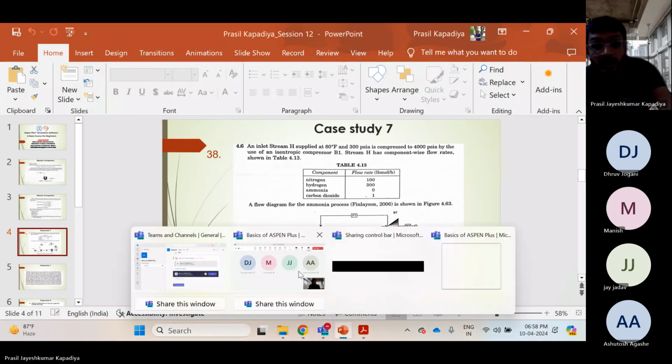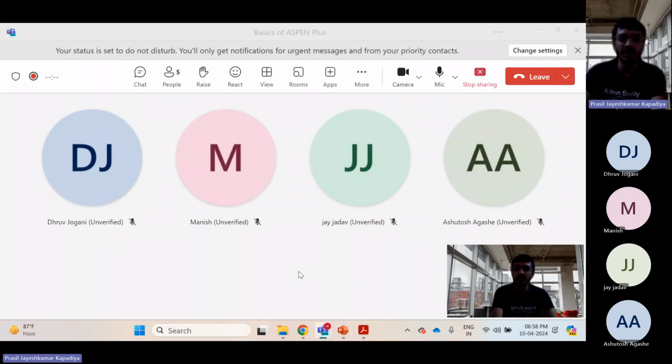Yes, sir. No reaction is given to you, right? N2 plus 3H2 gives ammonia. It is not given to you. But even if it is not given to you, you can simulate it without reaction. Why? Can anyone tell me?